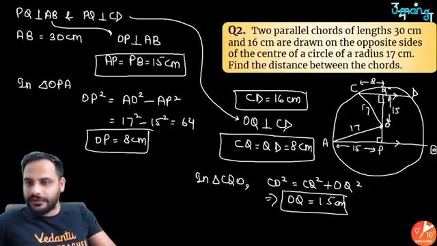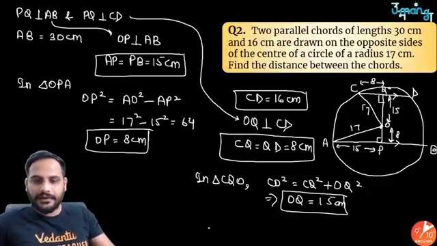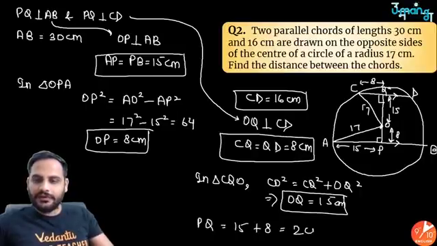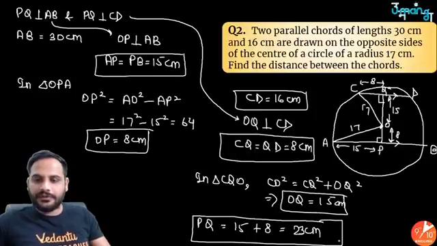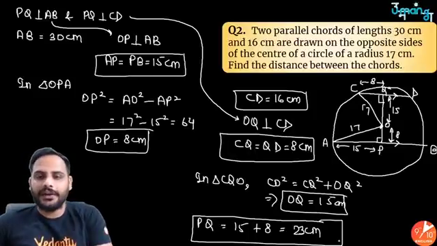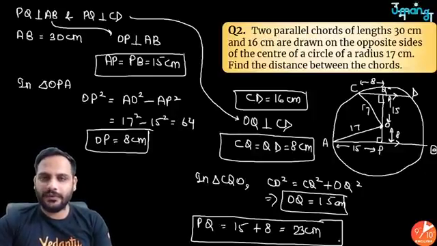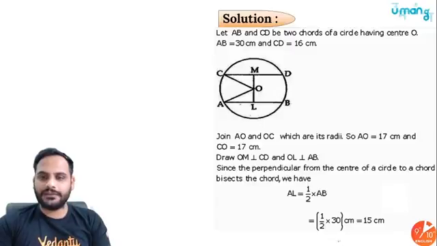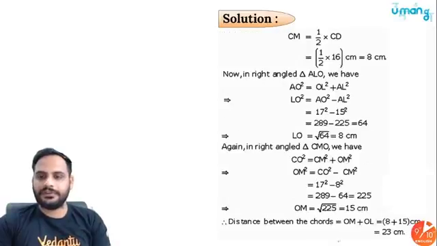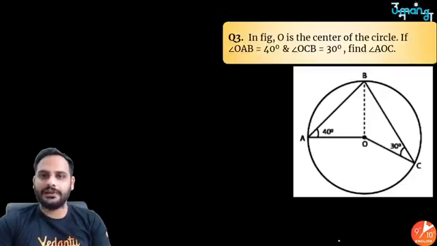So this is 15, this is 8. I can say the distance between the two chords, which is PQ, is equal to 15 plus 8, which is 23 centimeters. The distance between them is 23 centimeters. Alright, so this is how this very easy question will be solved. Okay, beta? So this is how this question will be solved. Two times we have used Pythagoras theorem.